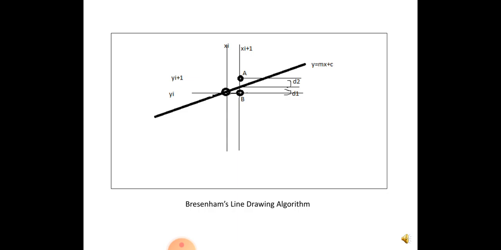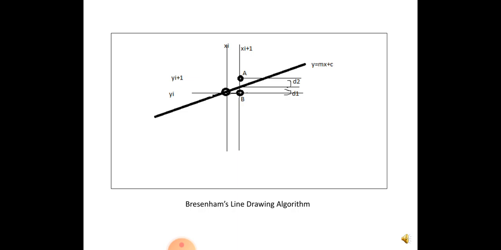And how can we determine which x value, which y value is to be chosen? Because the x value by default gets incremented by 1. Suppose the current x value is xi, the next x value is xi plus 1. But what about the y value? The y value to be selected depends on the distance of the pixel, either the adjacent pixel or the adjacent upper pixel, whichever pixel is closer to the actual line path.